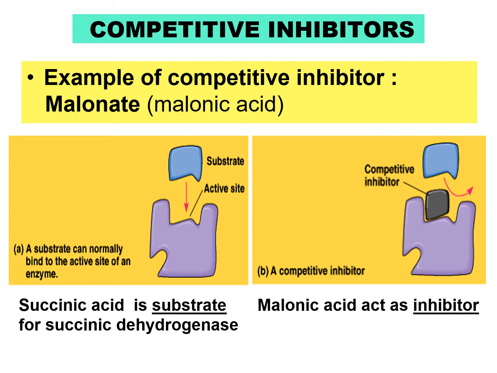An example of a competitive inhibitor is malonate. Succinic acid is the substrate for succinic dehydrogenase, as you know from the name. But when malonic acid is present in the system, it will compete with the succinic acid to bind to the active site. Thus, it will prevent the succinic acid from binding to the active site.